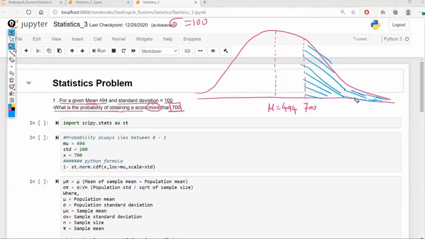So what is the probability of scoring more than 700? That is the problem statement. I need to find the probability here. All right, so let's see how we can solve this problem.